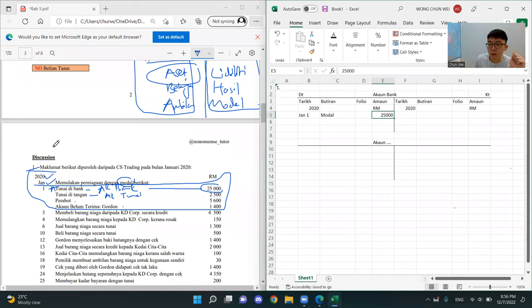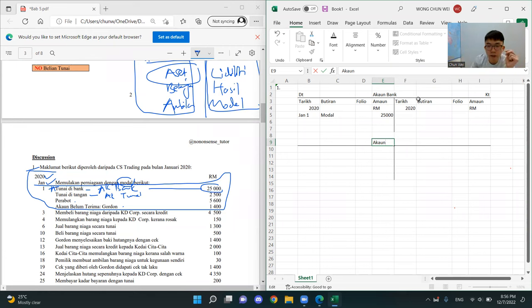Okay, remember what we saw just now, the system, catatan berganda. When I debit one account, I need to credit another account. So now, what is the other account that we need to credit? So you need to buka another account. Well, I told you, mesti double entry, two accounts, debit, credit. If this is credit, then it's debit.